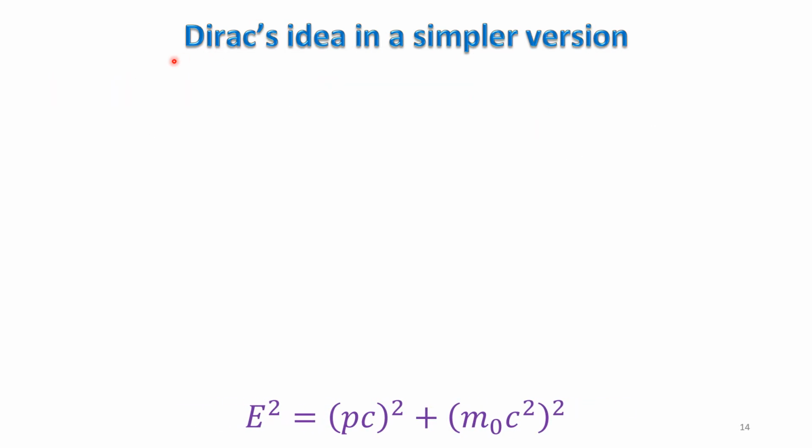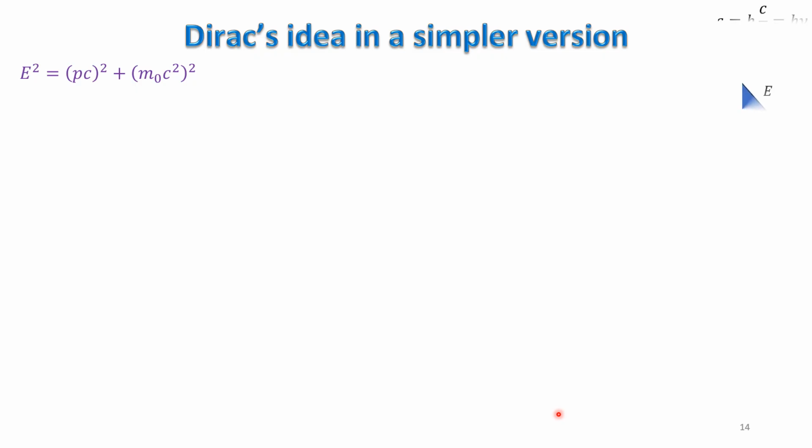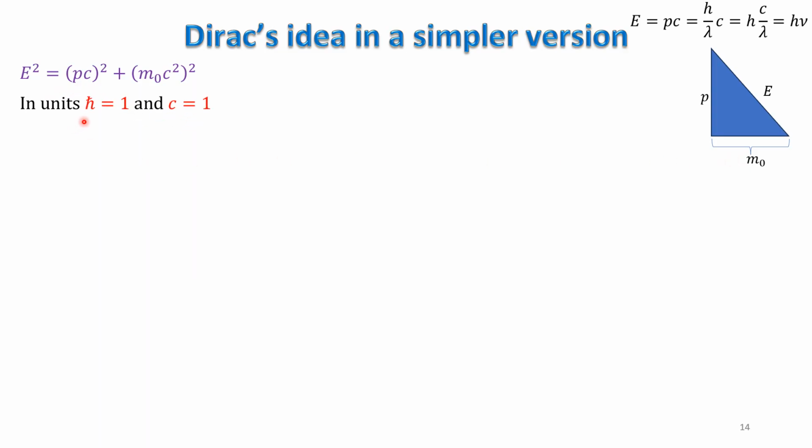Now here I have the temptation of revealing Dirac's idea in a simple version, so that you can very clearly understand that. So E square is equal to (PC) whole square plus (M0 C square) squared. This equation can be represented in Pythagorean form, where we have hypotenuse E, P on one side and M0 on another side. Here we have already considered h cross equal to 1 and c equal to 1.